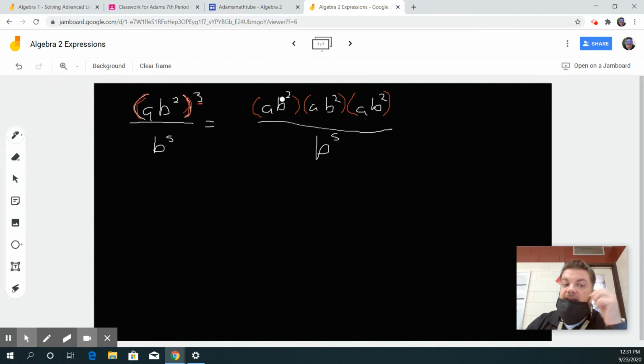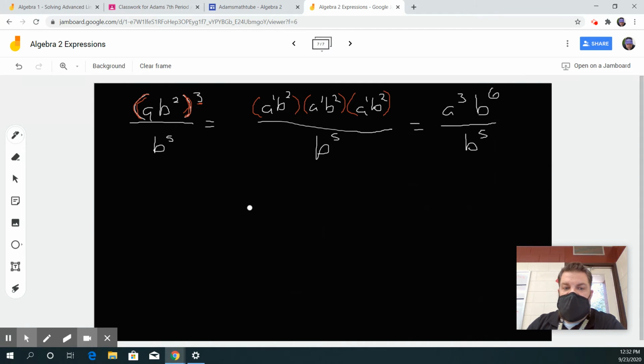Now, if I count the a's, I have a times a times a, or anything multiplied by itself 3 times is just a cubed. Now I've got b squared times b squared times b squared, but remember b squared is b times b, so I've got b times b, b times b, b times b, so I've got 6 b's total, all over b to the fifth.